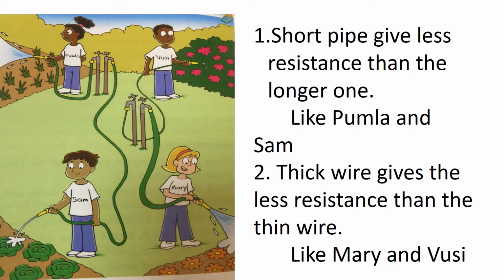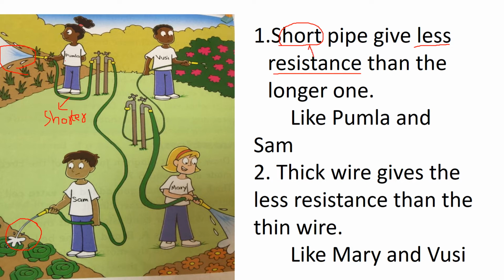Here is Pimla. She took a shorter wire, right? It's a shorter wire, but with the same thickness. And we compare her with Sam. Sam has the same thickness of the pipe, but one is long and here is a short one. So show the effects. The effect is that here is less pressure of the water, here is more pressure of the water. So it means the short pipe gives less resistance. So more current and more water passing through it.